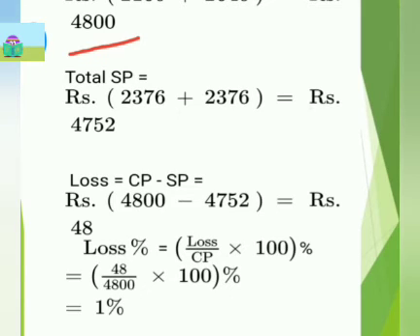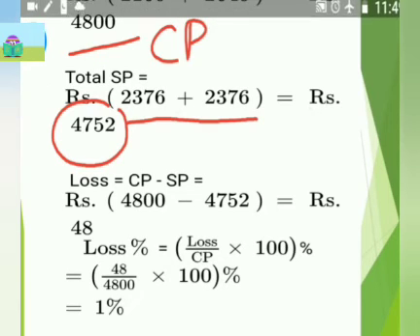So the total CP is 4800. Now let's calculate the total selling price also. So in both the cases the selling price was 2376. So 2376 plus 2376, add it, you will get 4752.